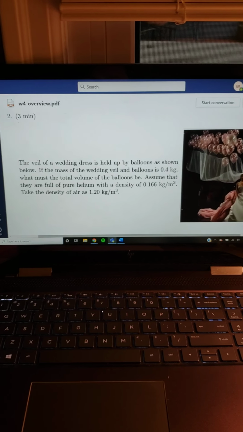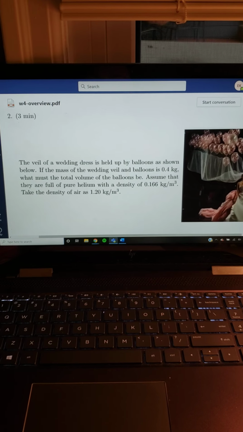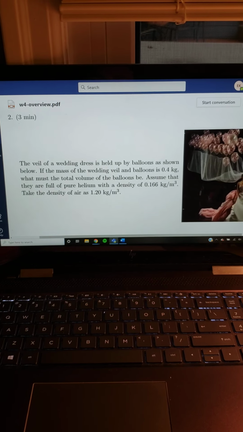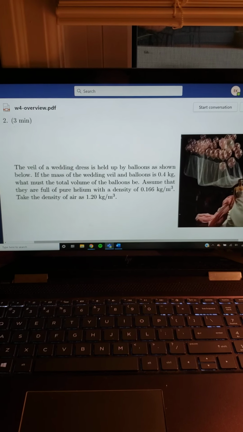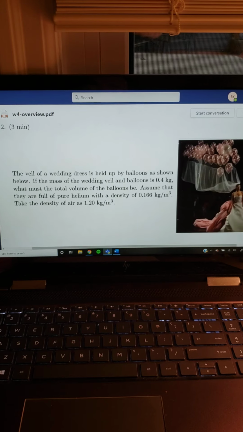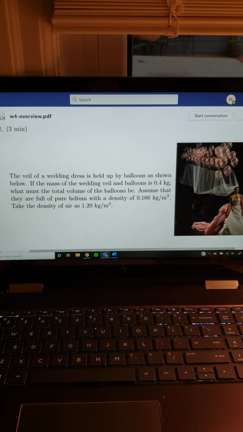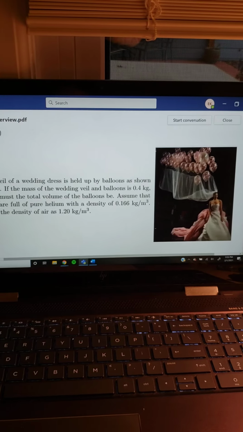Problem number 2 states, the veil of a wedding dress is held up by balloons as shown below. If the mass of the wedding veil and balloons is 0.4 kilograms, what must the total volume of the balloons be? They want us to assume that they're full of pure helium with a density of 0.166 kilograms per meter cubed, and they've given us the density of air as 1.20 kilograms per meter cubed.